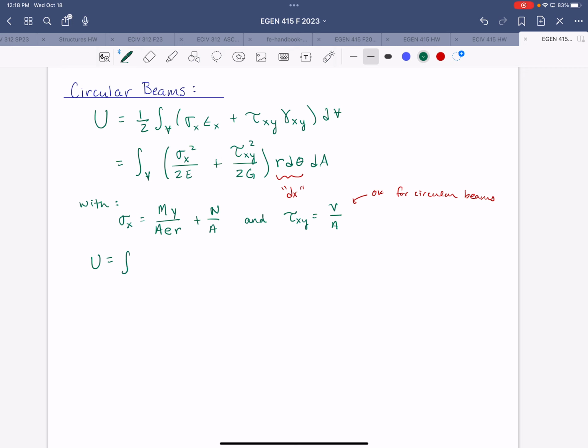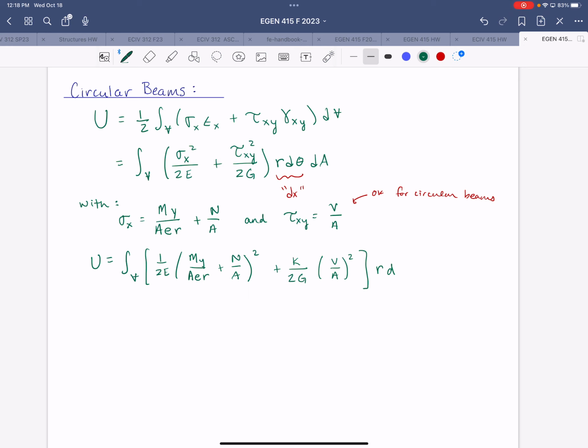So then we have our strain energy integrated over the volume, 1 over 2E, that's capital E, and then in parentheses, m y over a lowercase e lowercase r plus n over a, and that gets squared, plus the shear shape factor kappa over 2g, and then v over a is squared.